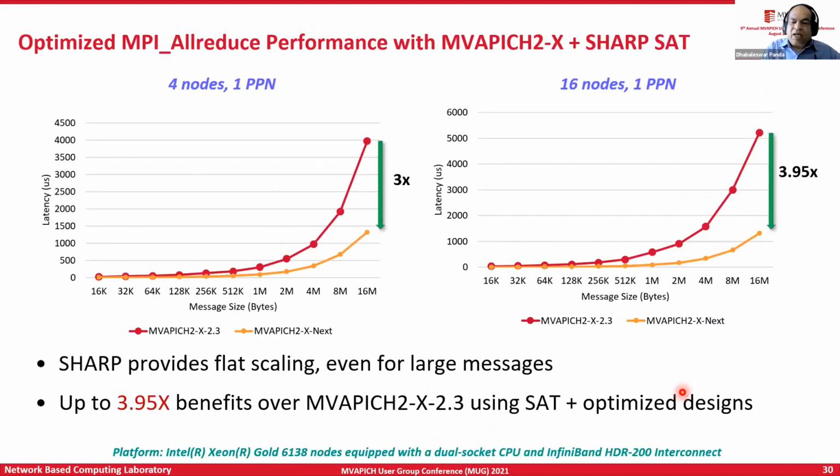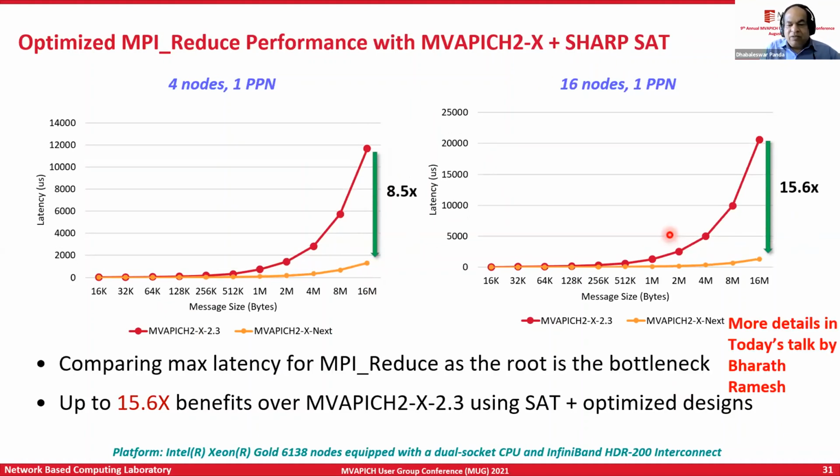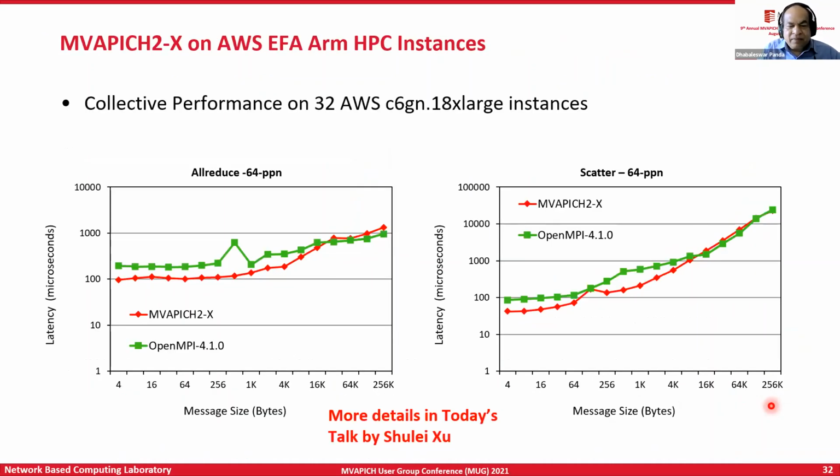So then with respect to the SARP aggregation mechanism, these are some of the very recent results. As you can see, this is the latest MVAPICH2-X, and this is the next one which is coming out. With the SARP integration, we can have almost a benefit of 3x, 3.95x. That is all-reduce. The same thing is also on the reduce. So once again, this afternoon, there is a short presentation by Bharat. He will go into more details on this.